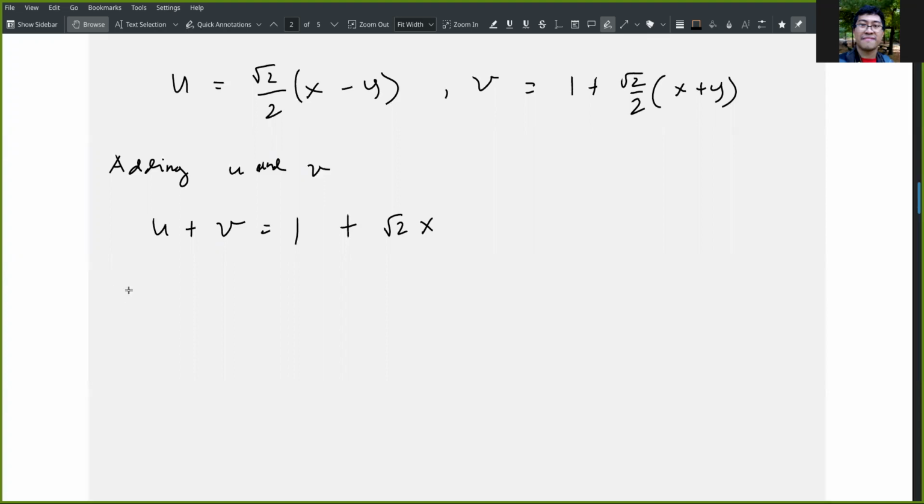That's for addition. If we subtract u and v, we have u minus v equals 1, but it would become negative, so negative 1. But this minus this is 0, but this times square root of 2 over 2 minus this is negative square root of 2 y.